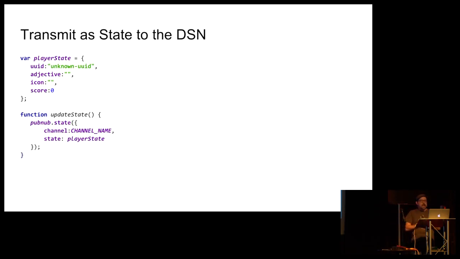So in this case, I have this player state object, which is everything I care about in the game on the player side. Their UUID, their adjective, the icon I'm using, and their current score. So whenever any of those things change, I'm just going to call the state method to PubNub and send that out to the network. And then anybody who cares to listen to it will be notified.